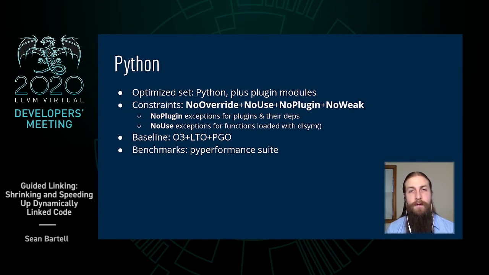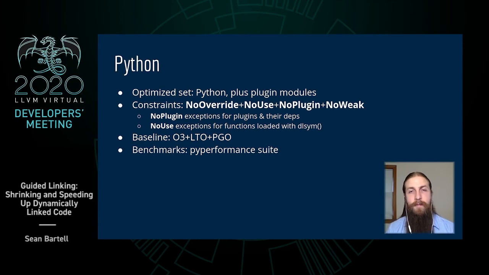We applied all 4 constraints to the code, which implies that we can't use any new plugin modules or programs outside the optimized set. That wouldn't make sense for a typical Python package, but it would be perfectly practical in something like a Docker container where we know exactly which modules will be used with Python. We do need a few exceptions for the constraints in order for the plugin modules to work.